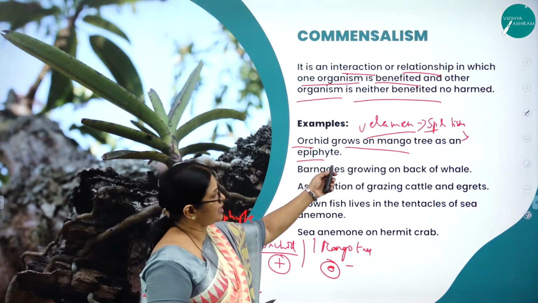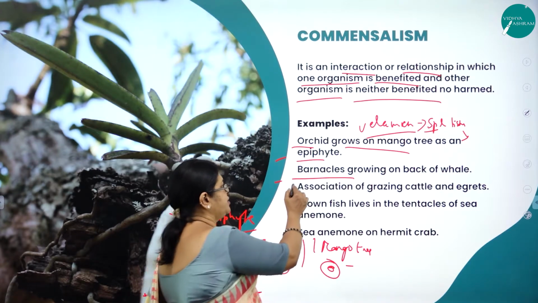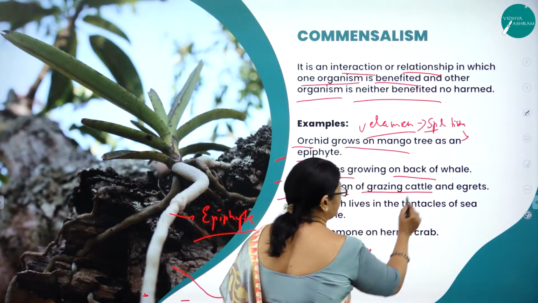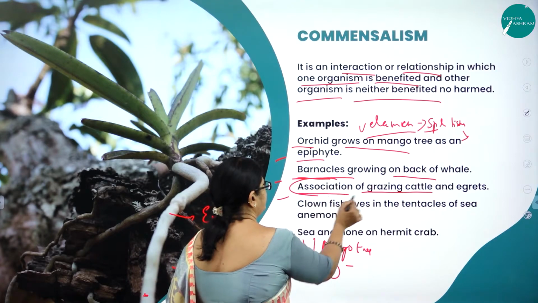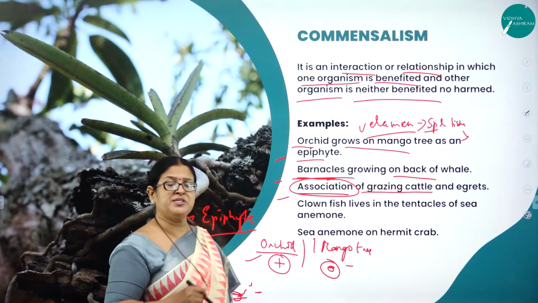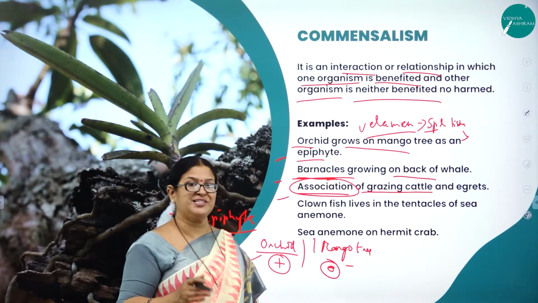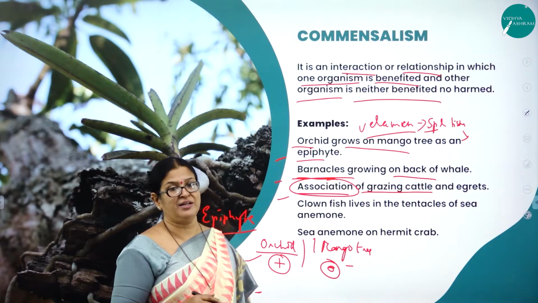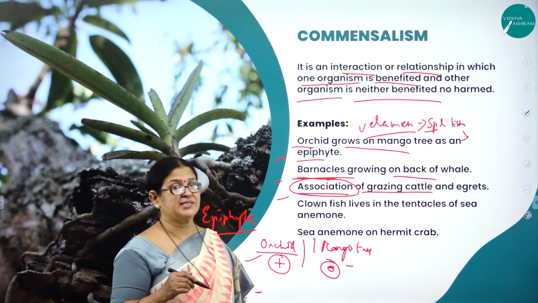Orchid that grows on a mango tree as an epiphyte, and the other examples you are going to give are barnacles growing on the back of a whale, and the association of grazing cattle and egrets. I think all of you might have come across this. This is a very, very important point. Hope you might have seen many cattle just wandering around, and above the cattle you can see some birds, right? Why are the birds found on the body of the cattle? Because as you know, the cattle will have ectoparasites called ticks.